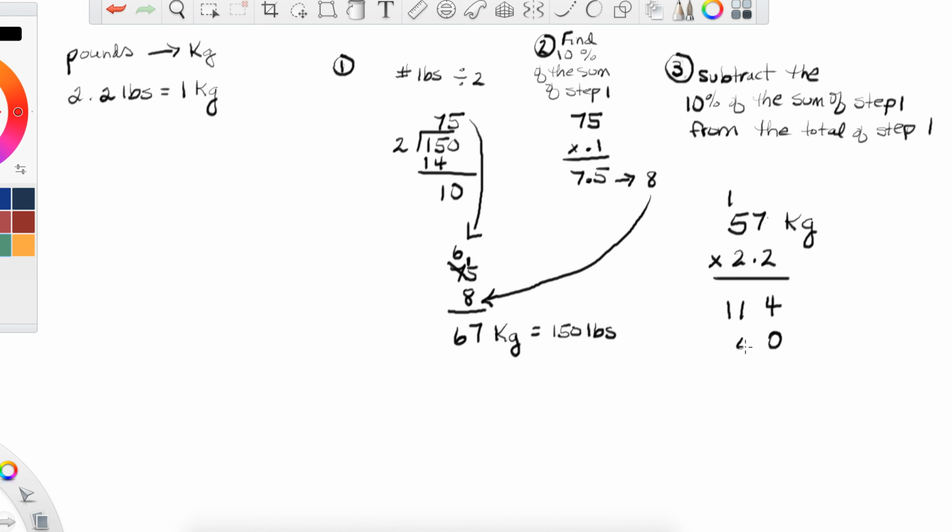2 times 7 again is 14. 2 times 5 is 10, plus this one that I just added, that's 11. I'm going to add my two numbers together. These two are 2. Bring the 1 down. There's one space behind the decimal point, so I do 1 space behind the decimal point here. And I know that 57 kilograms is 125.4 pounds. All right, so that's converting pounds to kilograms, kilograms to pounds.